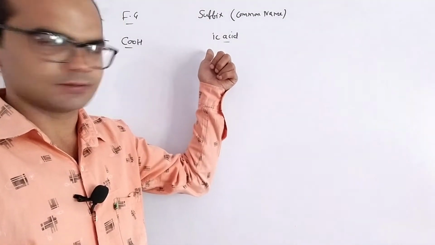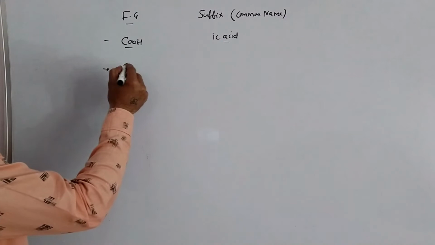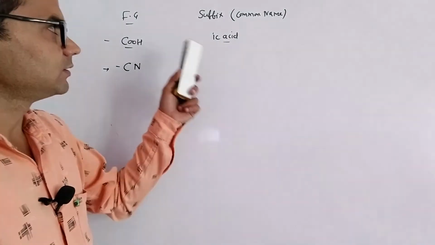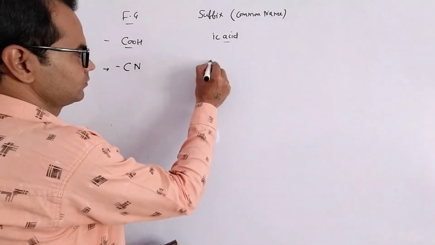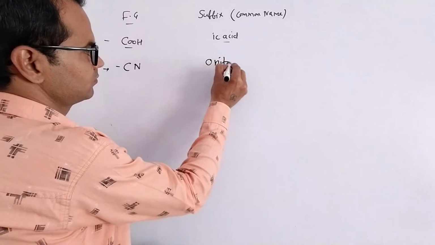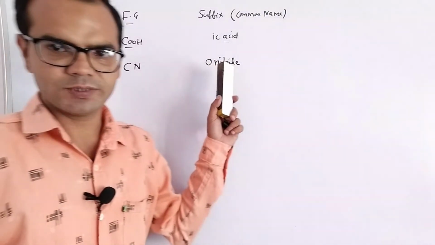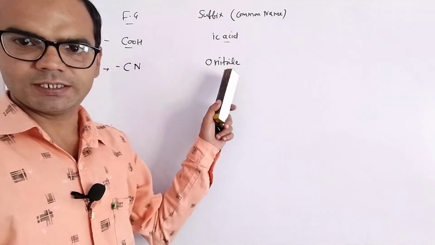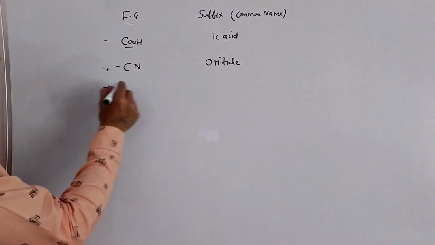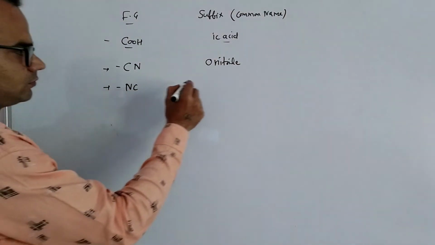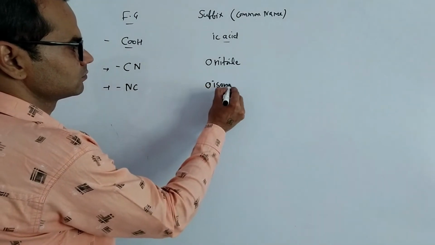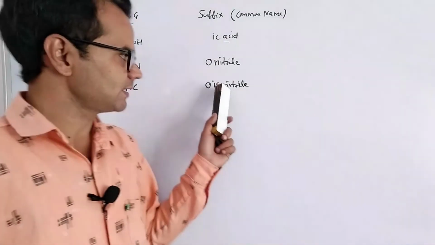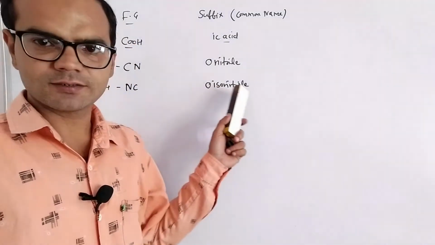O is replaced. Second we have the nitrile group, cyanide, its suffix is o-nitrile. Its IUPAC suffix was nitrile only, but in the common name its suffix is o-nitrile. In a similar manner, NC: the IUPAC suffix is isonitrile, but the common suffix is o-isonitrile.